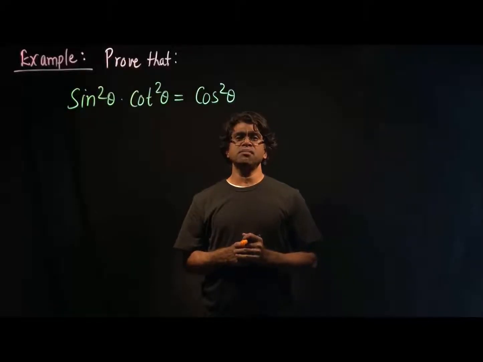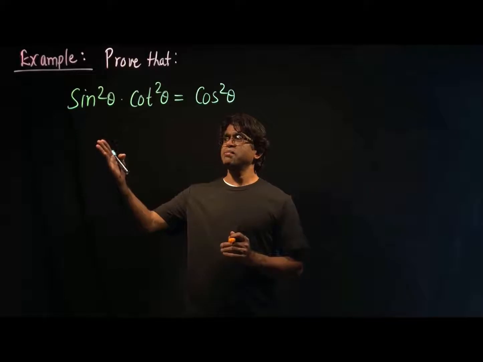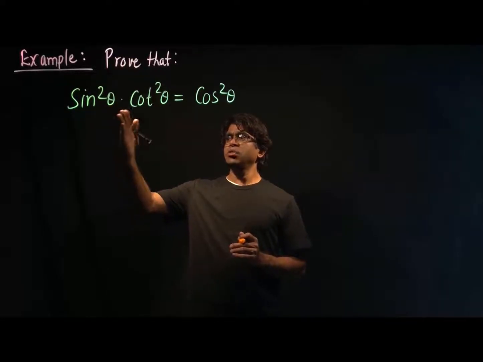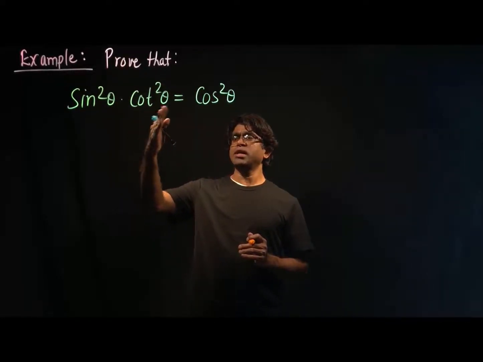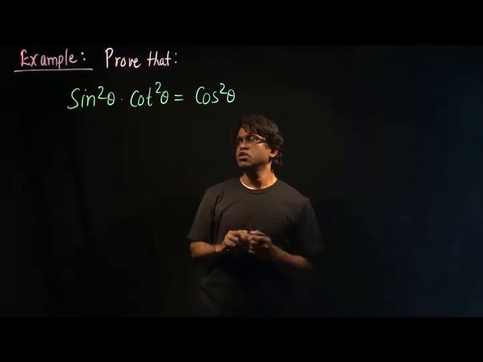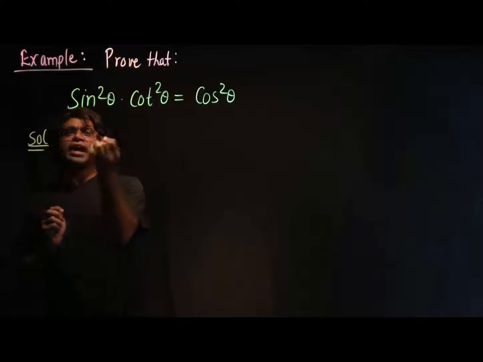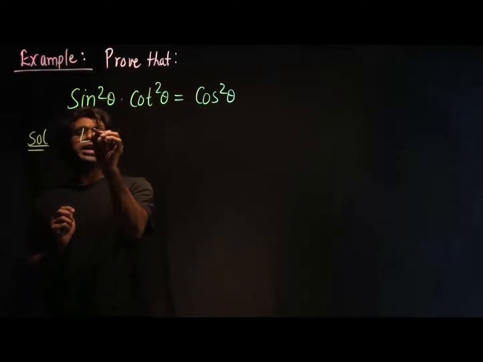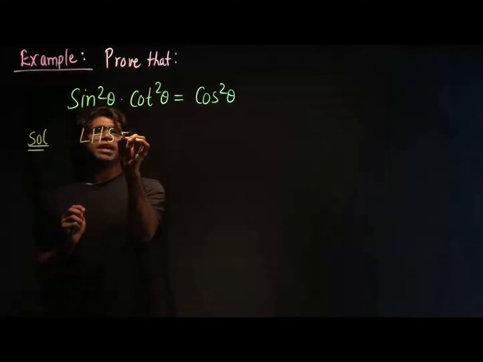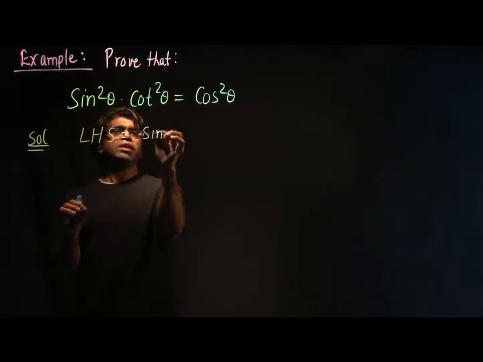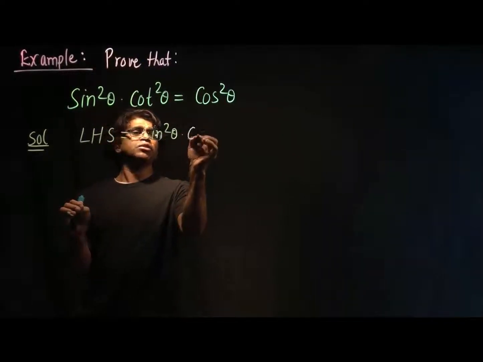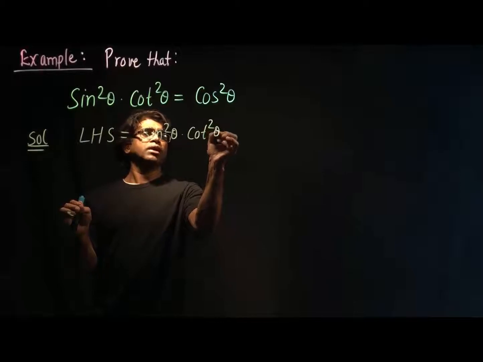Let's talk about the example of a trigonometric identity. As you can see, my example is: prove sine square theta times cotangent square theta is equal to cosine square theta. If you remember, I always take my left hand side. So I'm going to consider my left hand side, and as you can see, my left hand side is sine square theta times cotangent square theta.